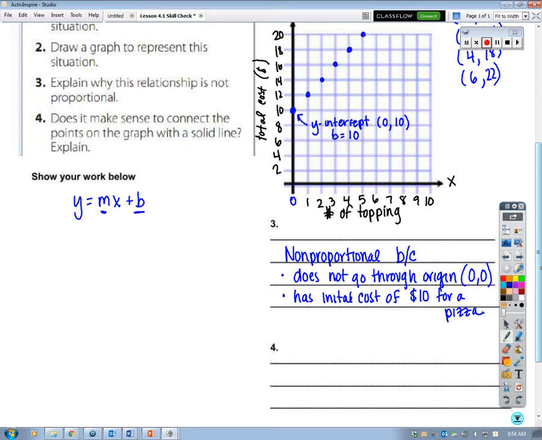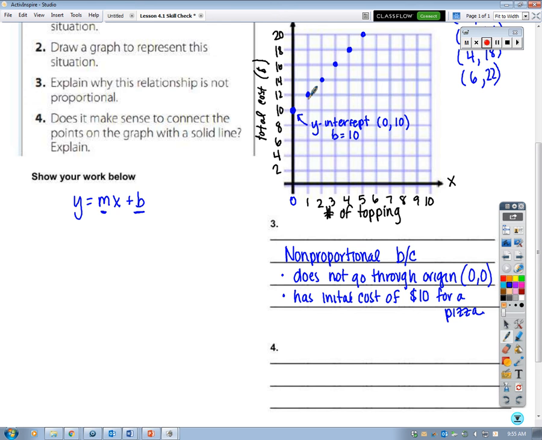In this case, it does not make sense to connect the points because you can't buy 3/4 of a topping. You can't buy part of a topping. And that's represented by the space in between the points would be parts of our topping. Since you can't buy part of a topping, you're not going to connect the points.